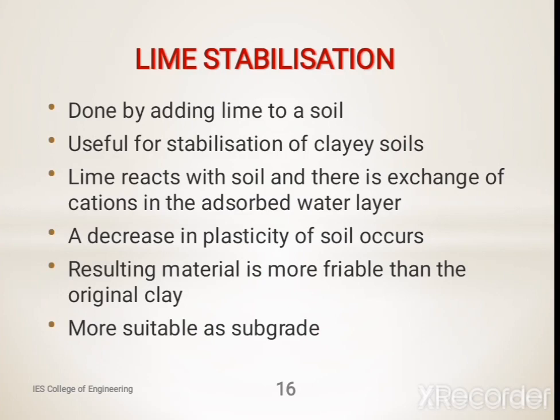Next type of soil stabilization is lime stabilization. Lime stabilization is done by adding lime to a soil. It is useful for stabilization of clay soils. When lime reacts with soil, there is exchange of cations in the adsorbed water layer and a decrease in plasticity of the soil occurs. The resulting material is more friable than the original clay, and therefore it is more suitable as subgrade.